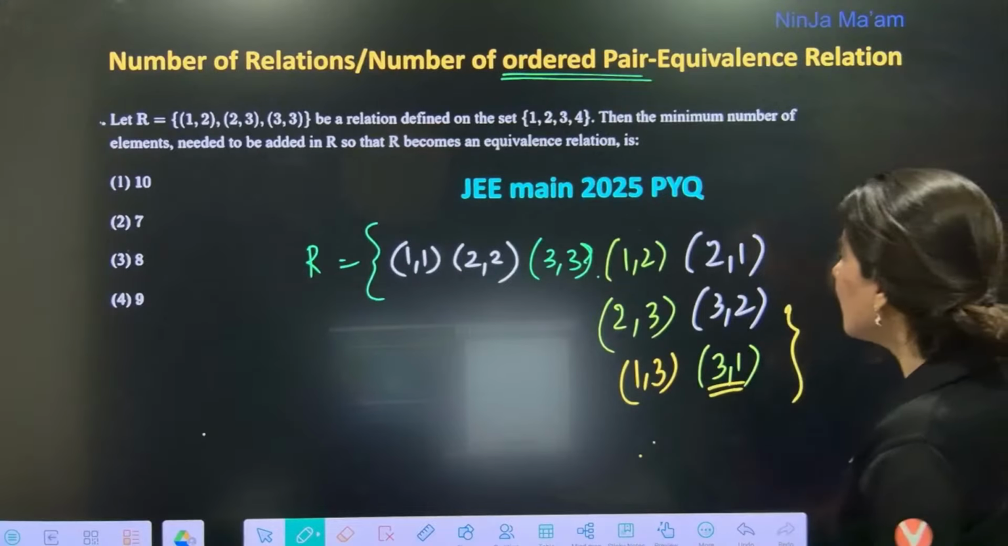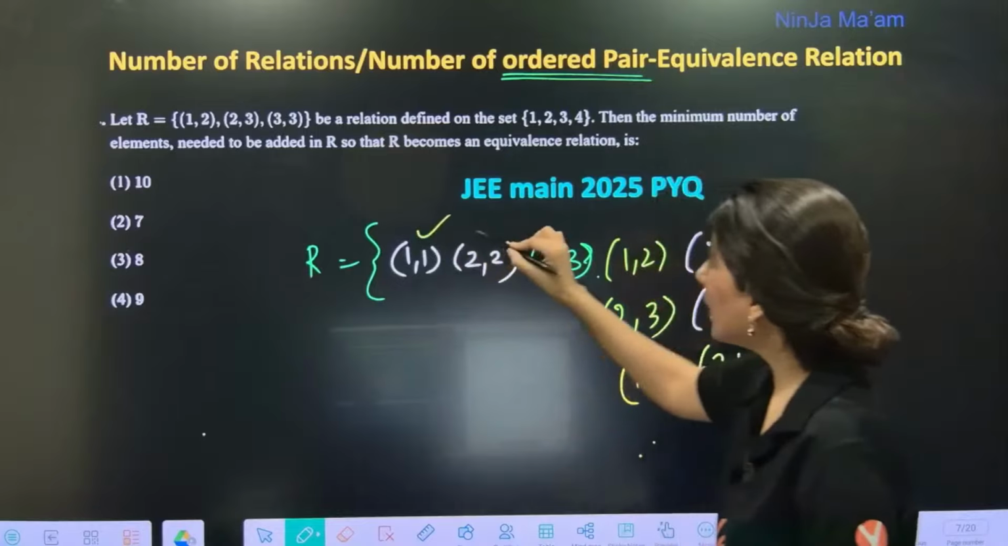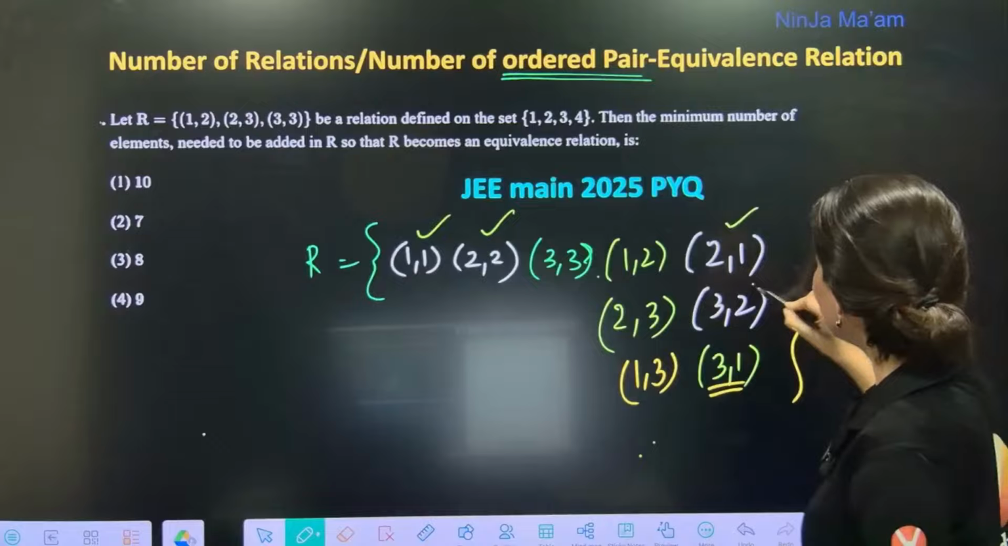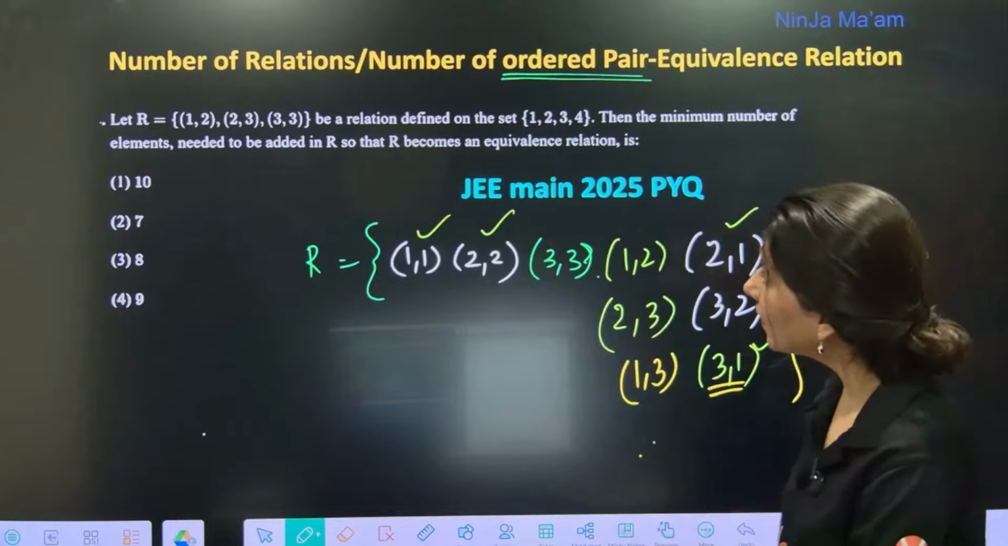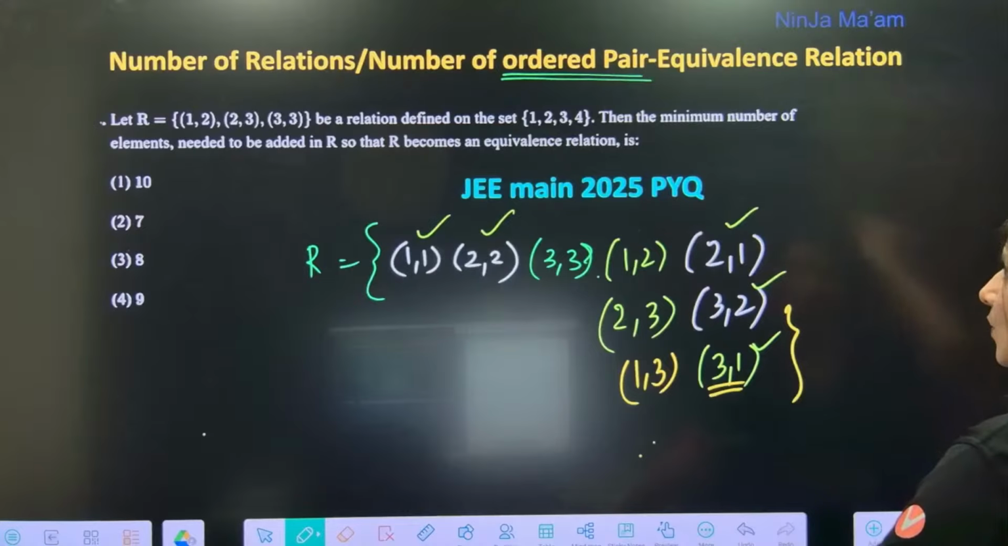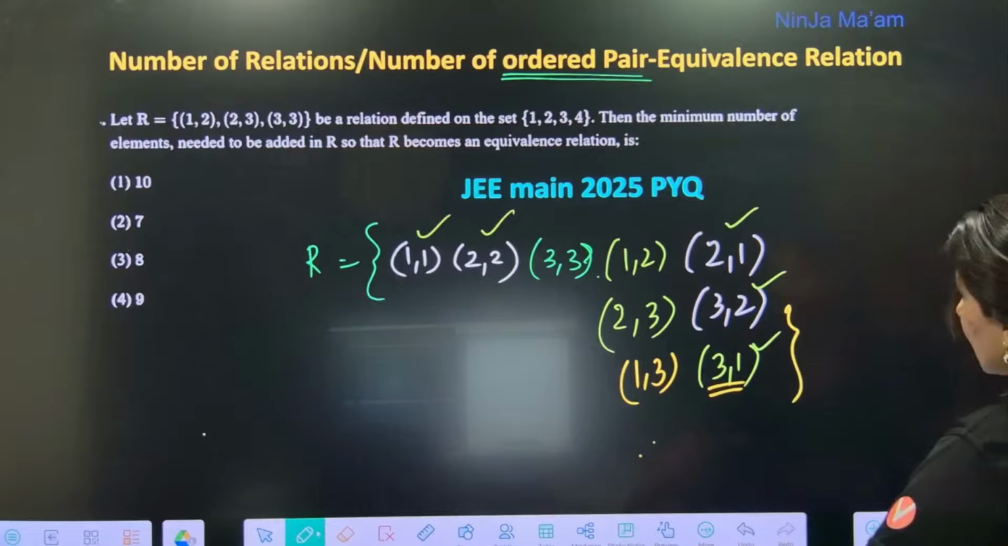Now count the number of terms. So this (1,2), and this was already there, this was already there. 3, 4 and 5. 5 ordered pairs. (1,1), (2,2), so (1,2), (2,1), (2,3), (3,2), (1,3), (3,1). 1, 2, 3. Am I missing out on anything?